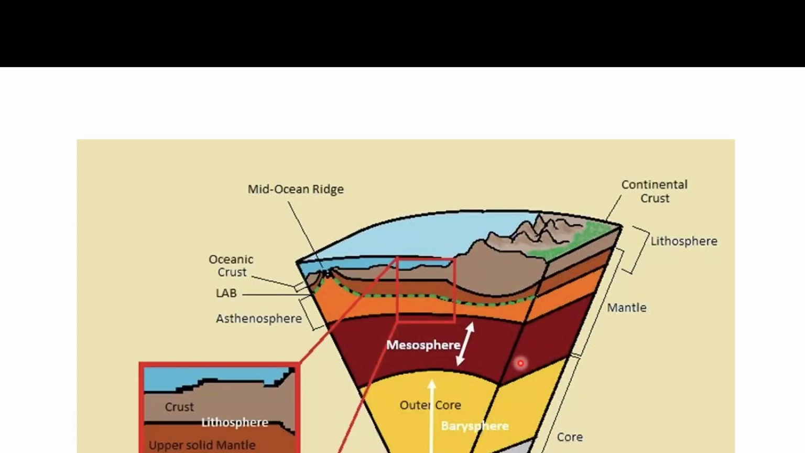Then we have the next layer, which is called the mesosphere or the mantle, the pyrosphere. And when we move deeper inside, we have the outer core and the inner core. The inner core is solid, and that is known as the barysphere. The lithosphere has the crust and the upper solid mantle. So Earth's most internal layer lies beneath the lithosphere, right? The core lies beneath the lithosphere.